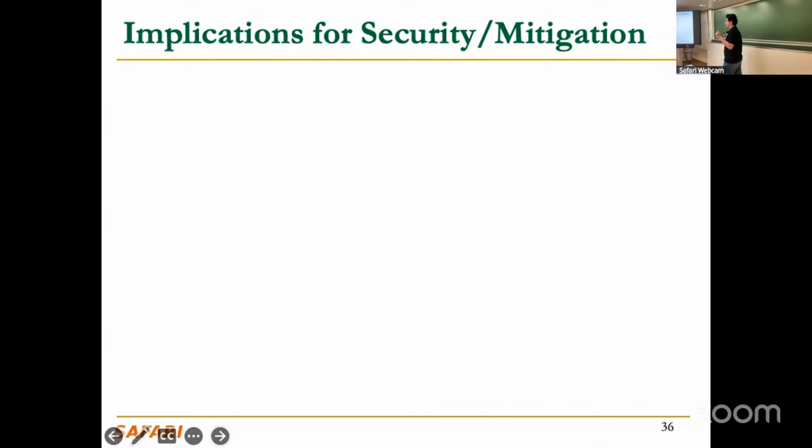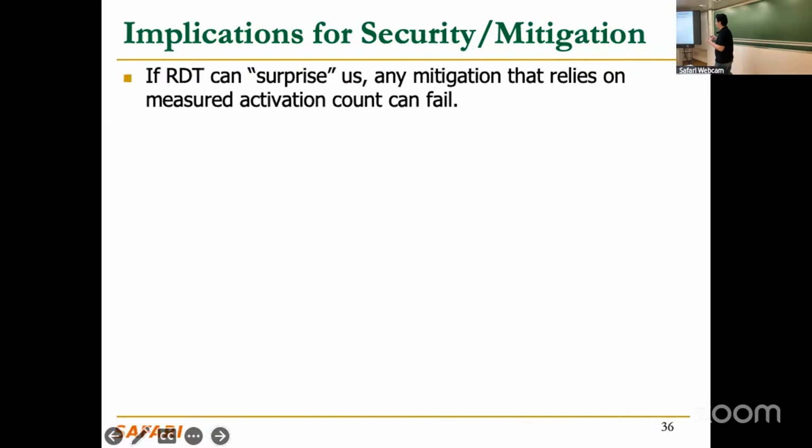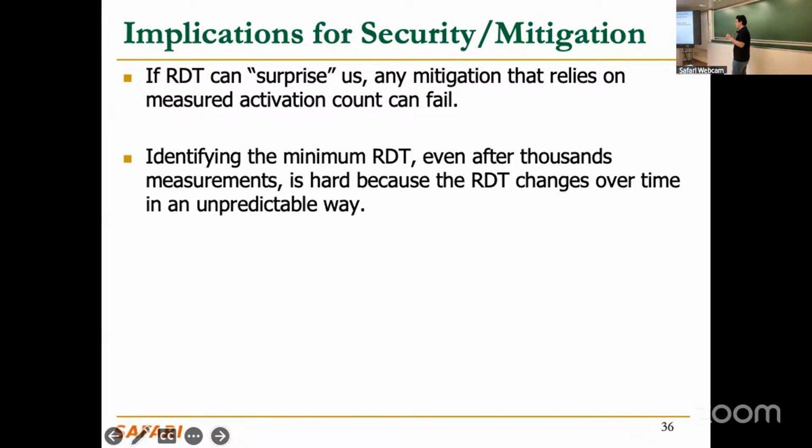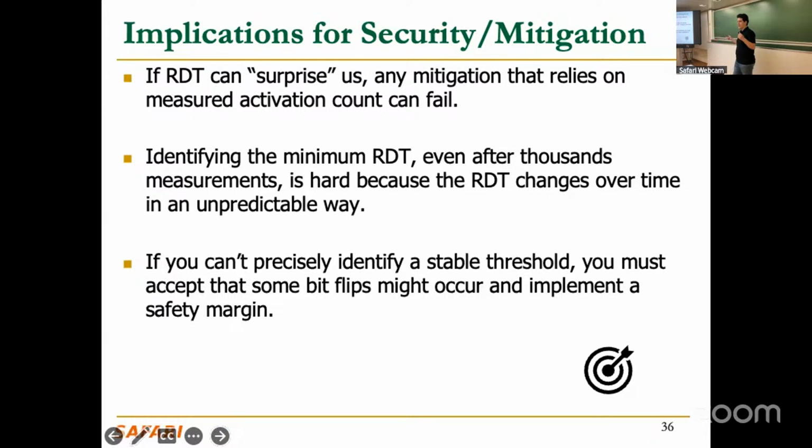So as a result of these experiments and these key findings, we have implications for our security as well as current mitigation strategies. So we saw that if these threshold values can surprise us, meaning they change over time in a random manner, any mitigation that relies on the measured activation counts or threshold values can fail abruptly over time. And identifying these minimum thresholds after even doing maybe 100,000 measurements is a challenging task because these threshold value changes in a random manner. So we have to accept the fact that if we cannot precisely identify a stable threshold, we have to accept that some bit flips might occur.